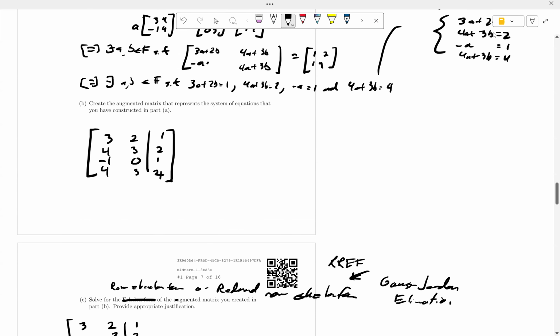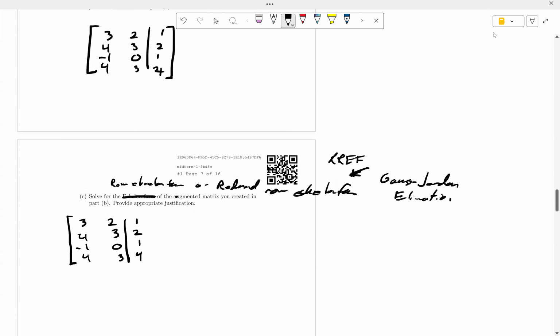I just noticed a mistake from the previous one. There should be a 4 at the bottom. I'm going to pick this to be my pivot. That's going to be my choice of pivot. So I'm going to swap R3 with R1 to make it -1, 0, 1, 4, 3, 2, 3, 2, 1, 4, 3, 4.